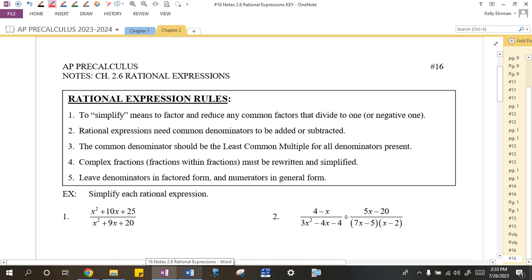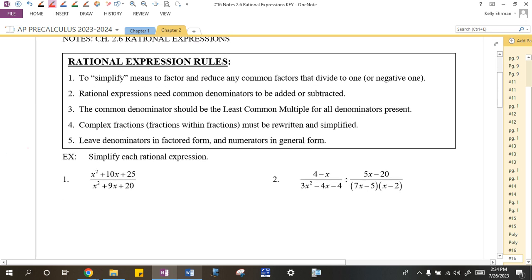Hey guys, before we get into talking about rational functions and graphing functions and asymptotes and all that stuff, first I just want to look at rational expressions and simplifying expressions. And then this will help us when we talk about equations and functions and all of that good stuff. So I've got some general rational expression rules.